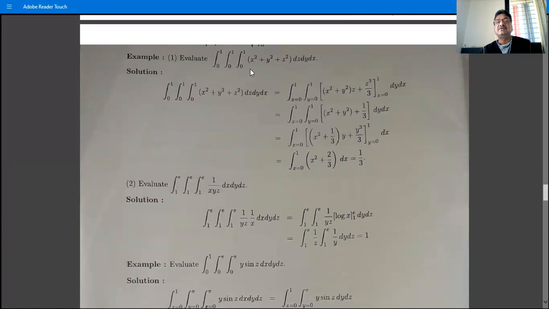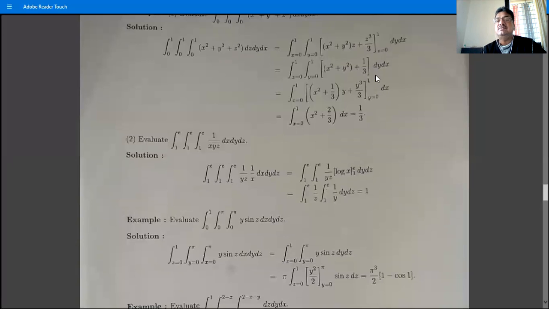Problem of triple integration. The limits of x, y, z are all constant, so integrate with respect to z or y or x first. Here the integration is with respect to z first, so x square plus y square is constant, and its integration is x square plus y square into z, that is x square z plus y square z, and then the integration of z square is z cube by 3, with z running from 0 to 1, then the value at the upper limit minus the value at the lower limit. If you substitute z is equal to 1, we have this value, and if you substitute z is equal to 0, we have 0.